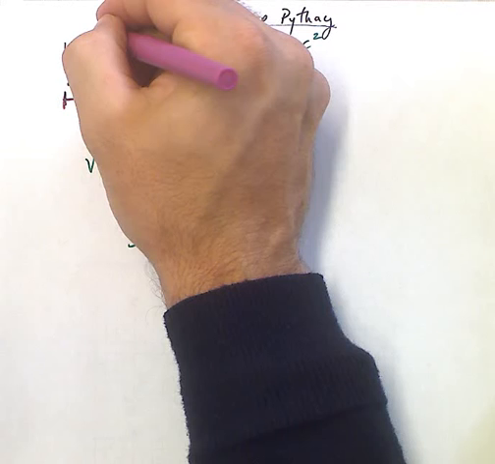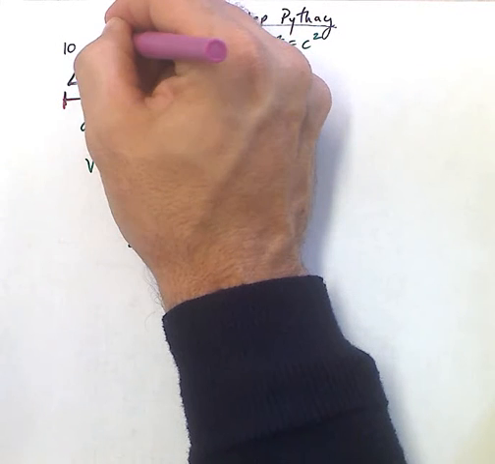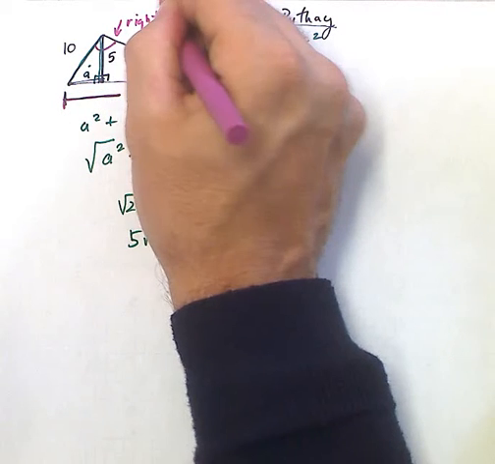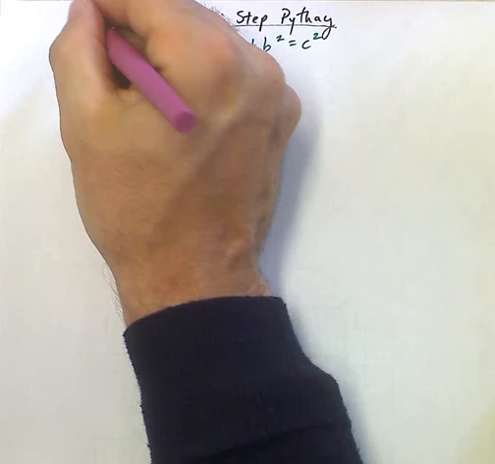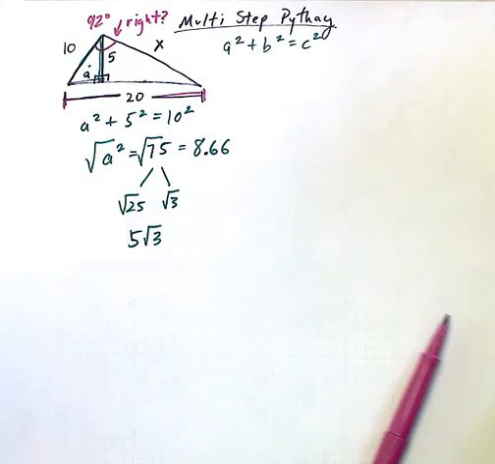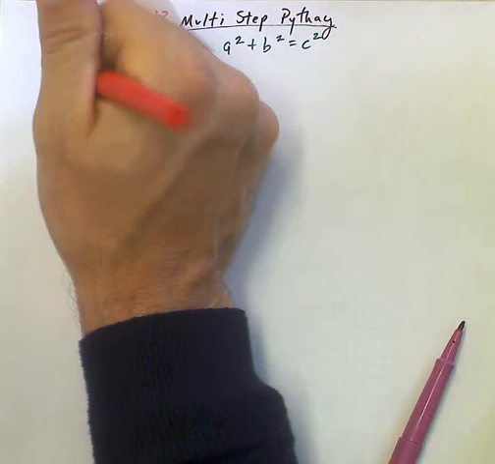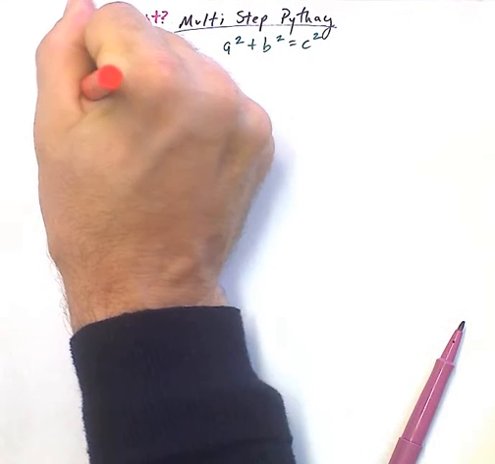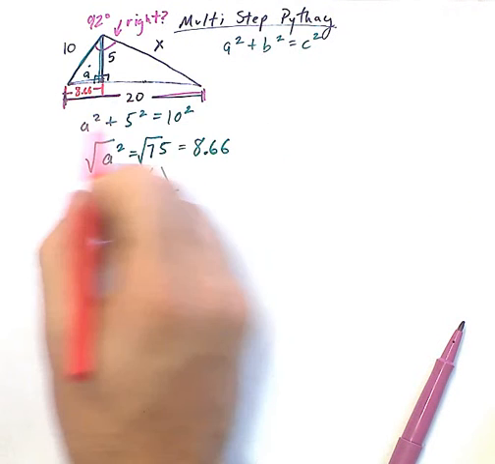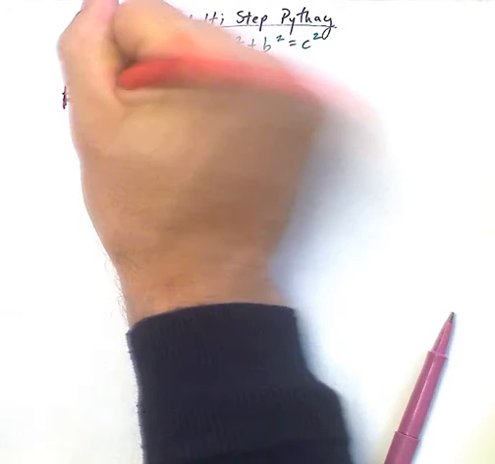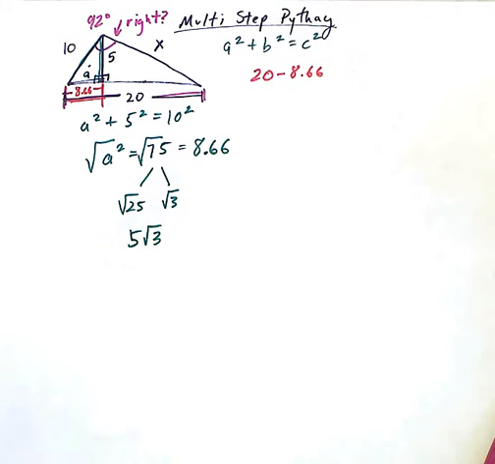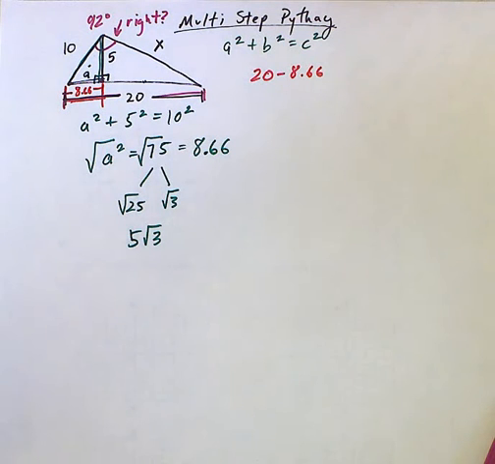The mistake some students may make, they may think this is a right triangle, but I didn't give you that information. So you don't know for a fact whether that's right or not. That could be a 92-degree angle. So we're using the fact that we found this side here to be 8.66, and we're going to subtract this section here from the 20. So I'll do 20 minus 8.66, and I'll get 11.34.